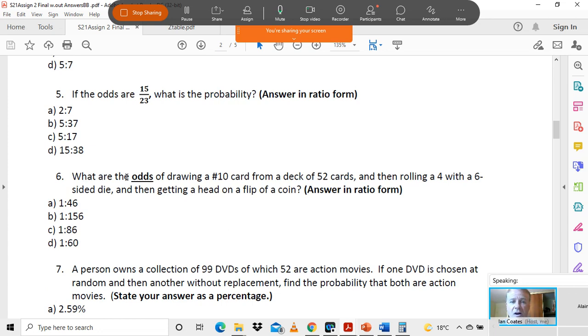What are the odds of drawing a number 10 card from a deck of 52 and then rolling a 4 with a 6-sided dice and then getting a head on a flip of a coin? So you've got and then, and then, and then. What's going on there? And you're using odds. Okay? And then with odds.